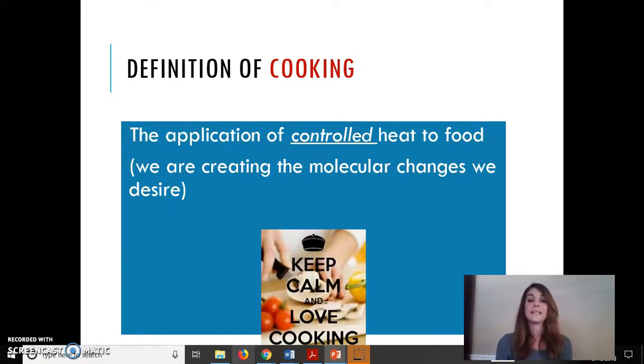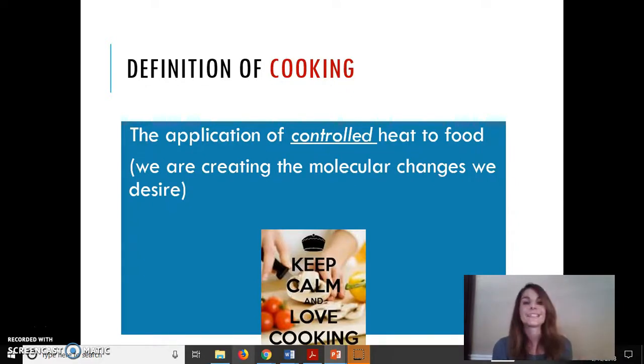So when we actually look at the definition of cooking, the definition of cooking is the application of controlled heat to food. So with this definition, for my two previous examples, if somebody takes Easy Mac and puts it into a microwave, now that is using some sort of controlled heat and applying that to food. So technically that, yes, would be considered cooking.